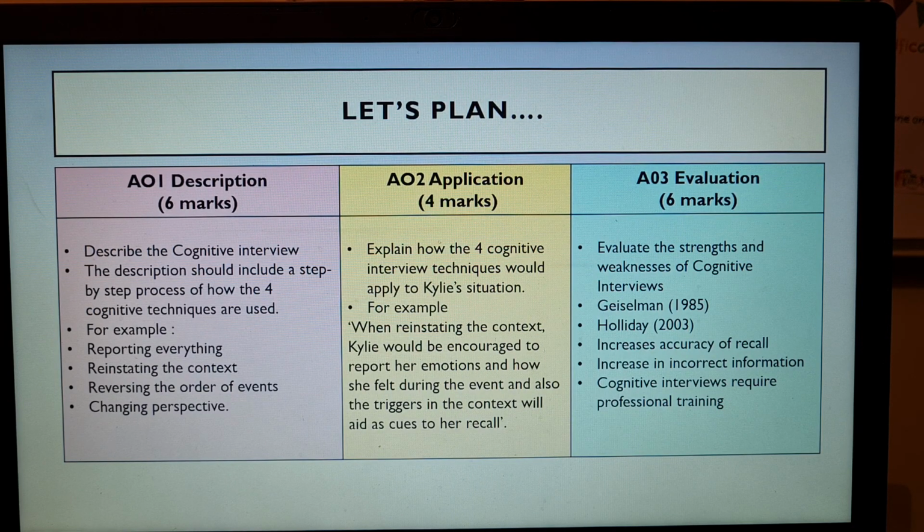Okay. So there you go. There's your plan really for a 16-mark question. And initially it looks quite difficult to gain 16 marks. But then when you plan and you break it down to the 6 marks and 4 marks and 6 marks, you can see where the marks would be.